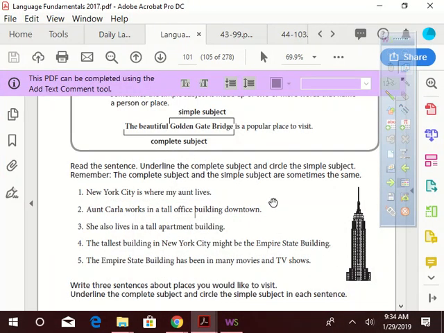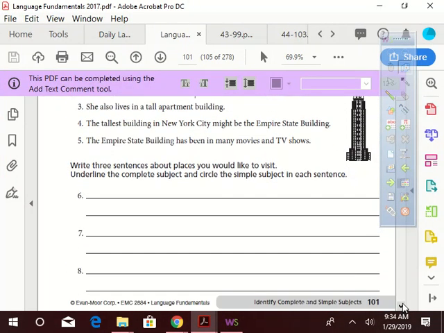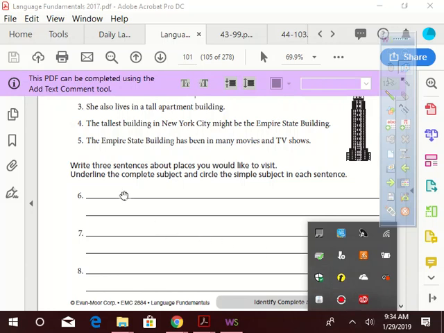All right. So we're going to roll down here. Write three sentences about places you would like to visit. Underline the complete subject. Circle the simple subject. You guys have this. But here's the deal. We're going to be doing revising, so I expect you to write good sentences and break them down.